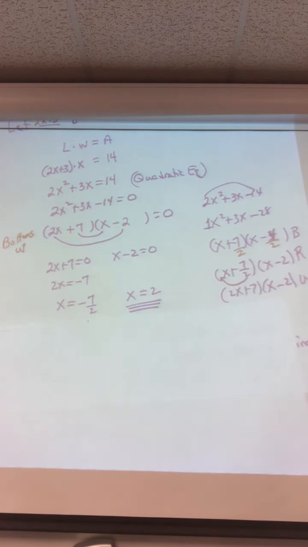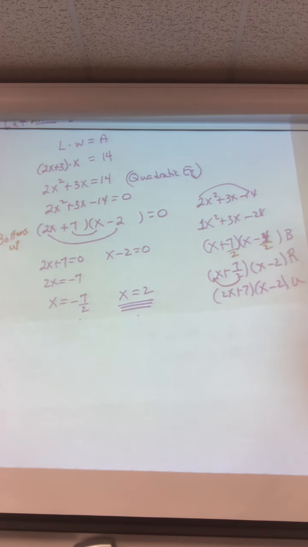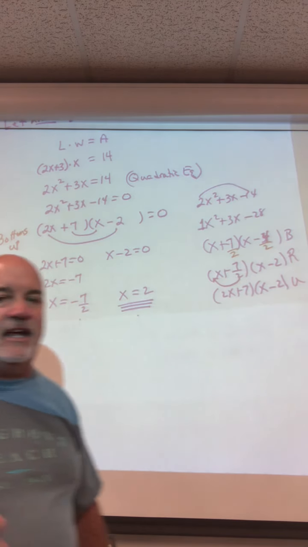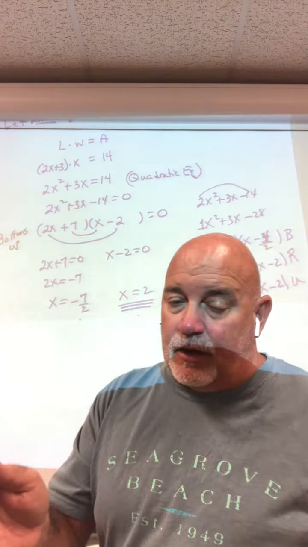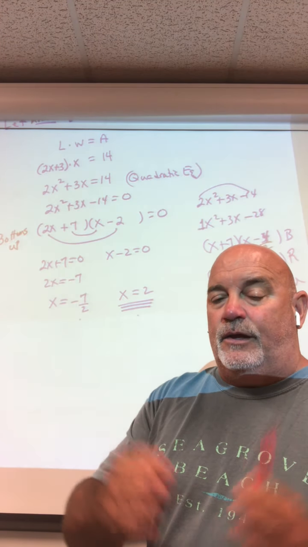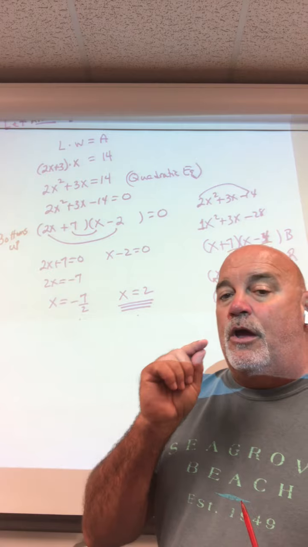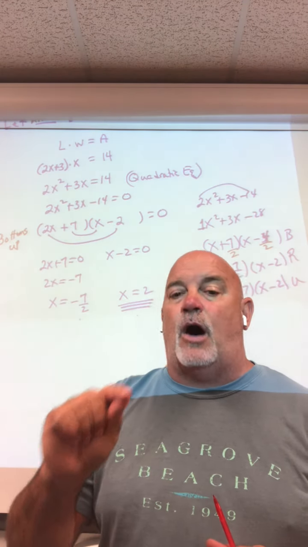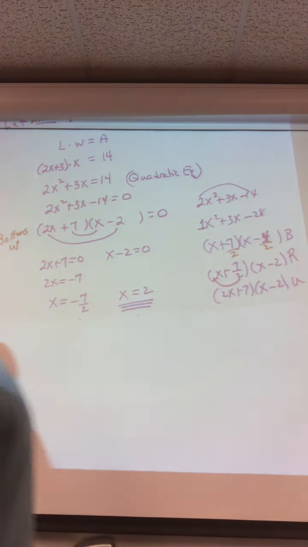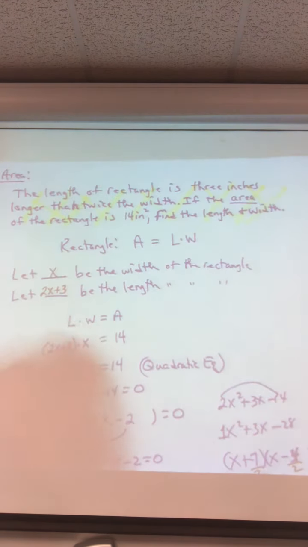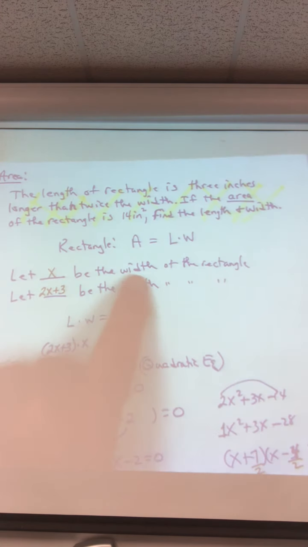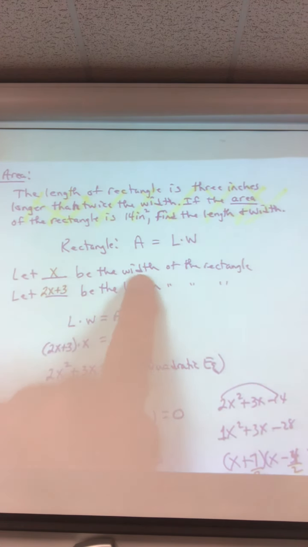Now, here's what makes this one different before we write out our conclusion. In a reading problem, you don't necessarily always keep all solutions. You have to remember we're about to write our concluding statement. Before you write your concluding statement, always look back up at your heading. So let's look back at our heading. What was the heading? The heading said, let X be the width. Let X be how wide the rectangle is.